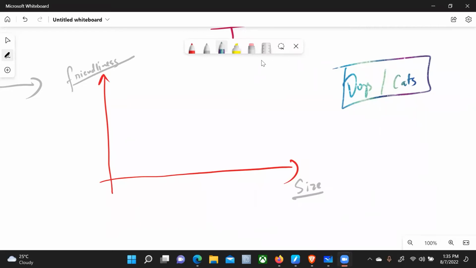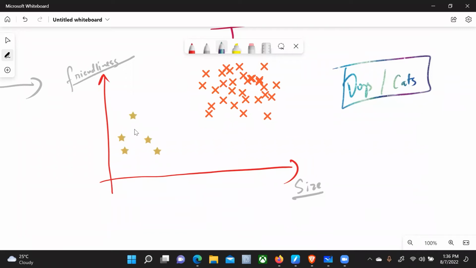Okay, dogs are more friendly. Okay, let's see. So can I plot dogs like this? I could score them higher. I could score them pretty much higher in the size and friendliness factor. And then I could try to score cats on the lower side. Why? Because they are smaller in size, and maybe they are just a tiny bit less friendly, less playful to us.